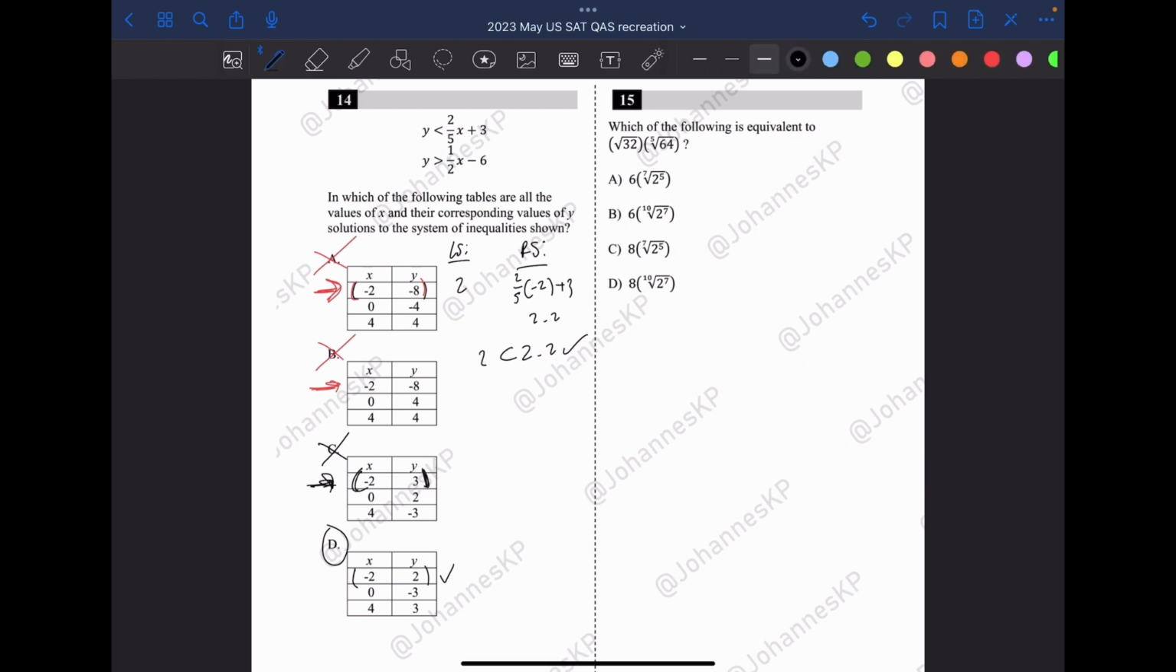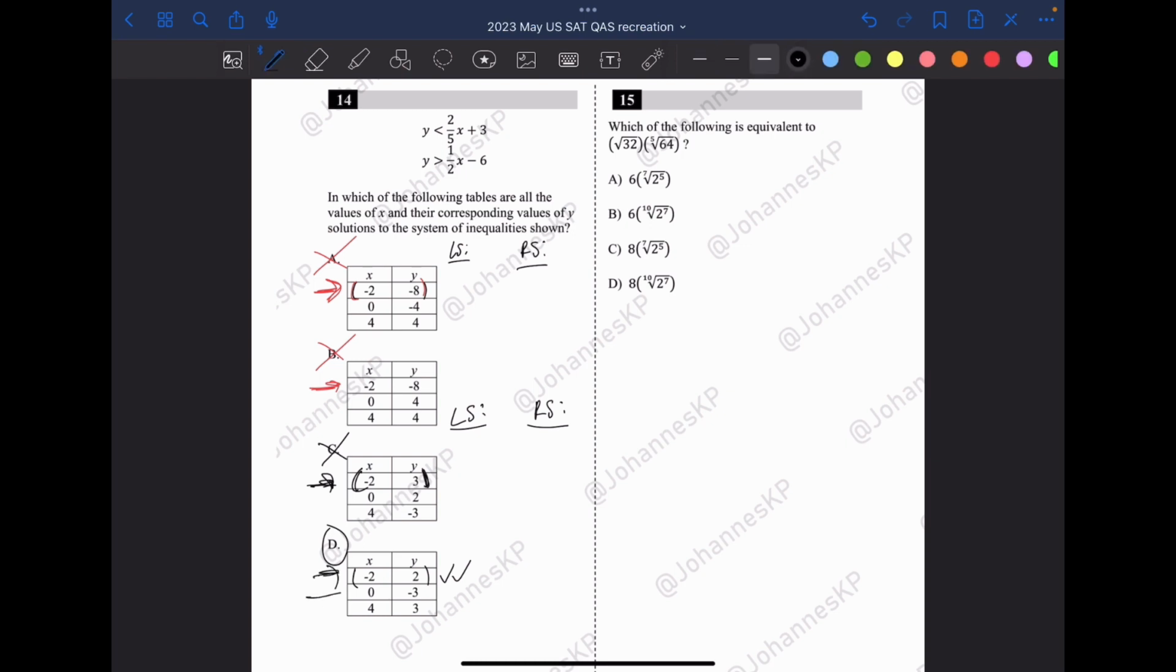Okay, next let's do the second inequality. The left side is going to be 2. The right side is going to be 1/2 x minus 6, so 1/2 times -2 minus 6. 1/2 times -2 is -1, minus 6. This is -7. Is 2 greater than -7? Yes. So let's put another check mark here because both inequalities work. Now let's erase this work because once again, we don't have space. So the first point works.